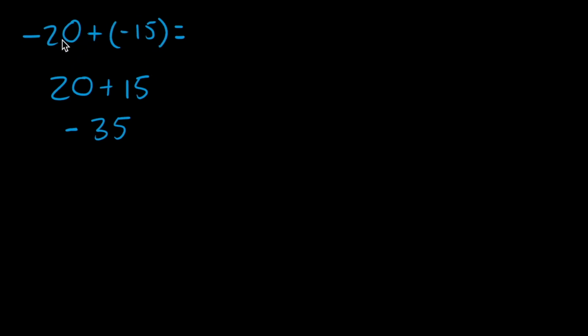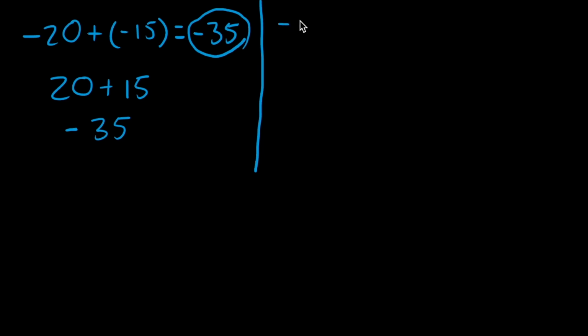So negative 20, negative 15. They both have the same sign, so we add them both and then keep the same sign. So your answer is negative 35. That is your answer. Okay, another problem for practice.